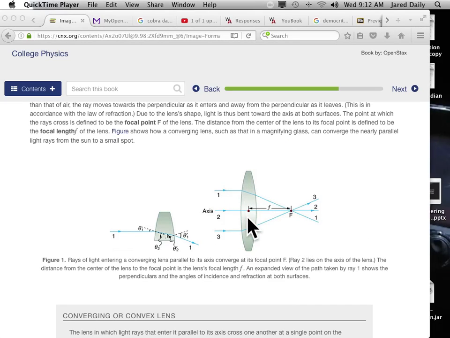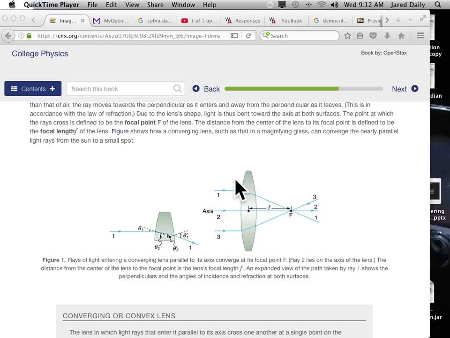And sometimes it's spherical on both sides. Sometimes it's just spherical on one side. Sometimes it's convex on both sides like this. Sometimes it's concave on one side or convex on the other. But the spherical lenses come in all kinds of different configurations. This is just one of them.